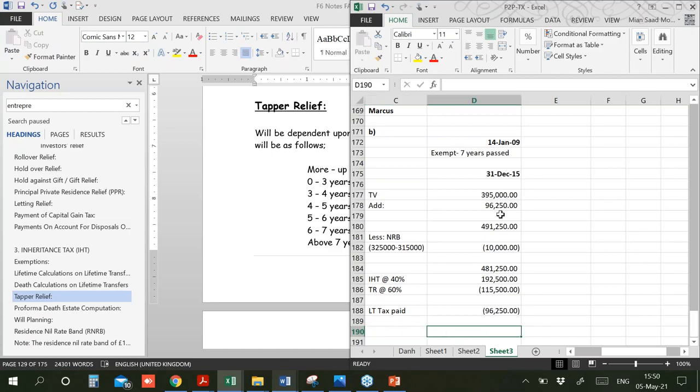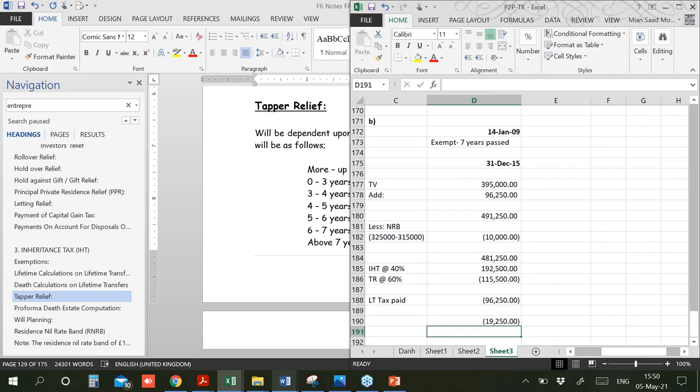So here I can see that it may result in a negative figure, because my IHT at 40% is this. If I deduct this amount and this amount from that, my answer is negative 19,250. It means there should be a refund of 19,250, but HMRC does not give you any refund. So IHT payable will be 0. You should write 0 in your answer.